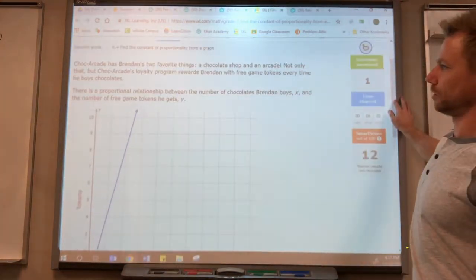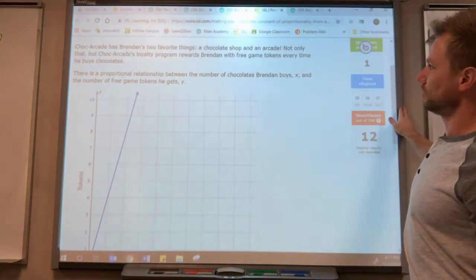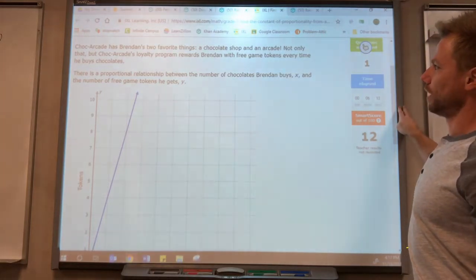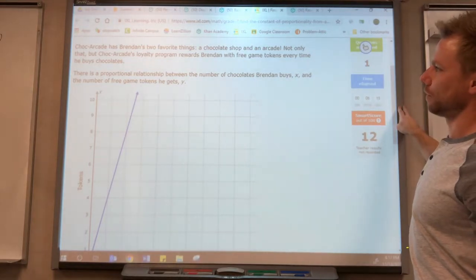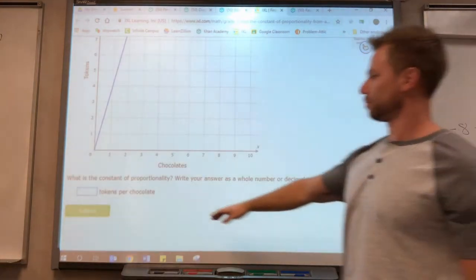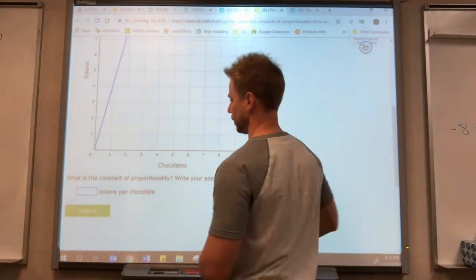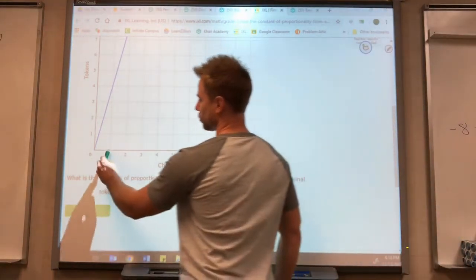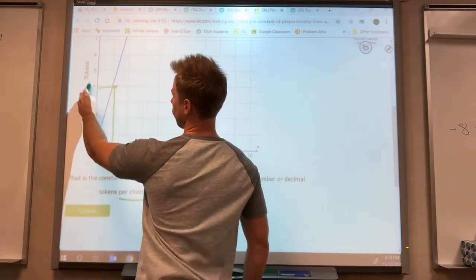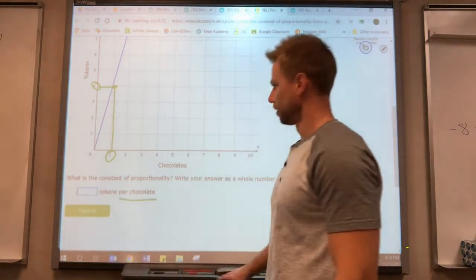All right, let's try another one of those. Chalk Arcade has Brennan's 2 favorite things, a chocolate shop and an arcade. Not only that, but Chalk Arcade's loyalty program rewards Brendan with free game tokens every time he buys chocolate. Okay, we're trying to figure out what is the constant of proportionality, how many tokens per chocolate. Okay, so that's per chocolate, that means for 1 chocolate. So we start at 1, go up until we hit the line, go over, and we get to 4. So that means 4 tokens per chocolate.